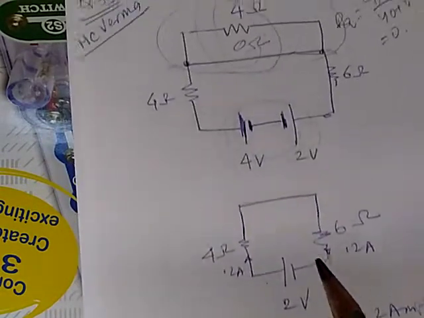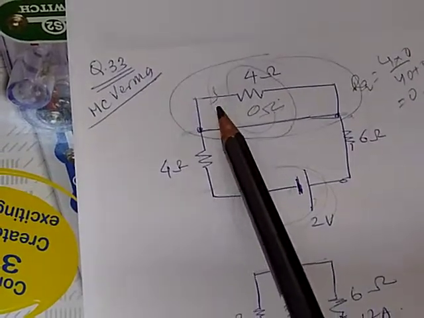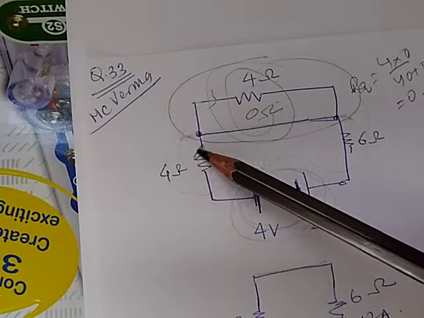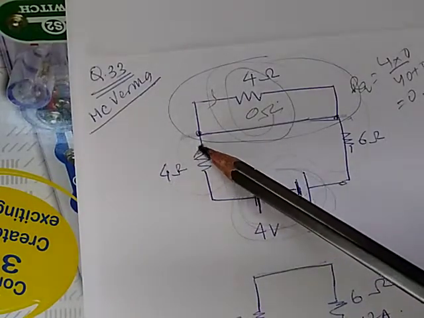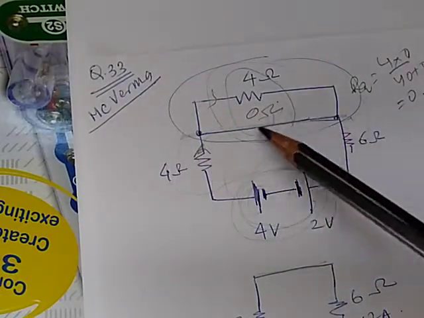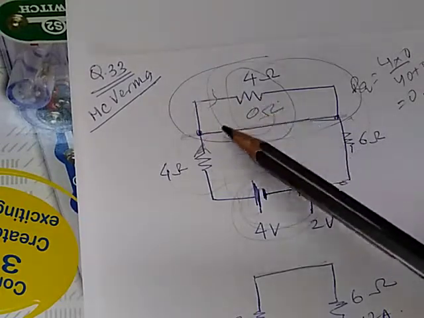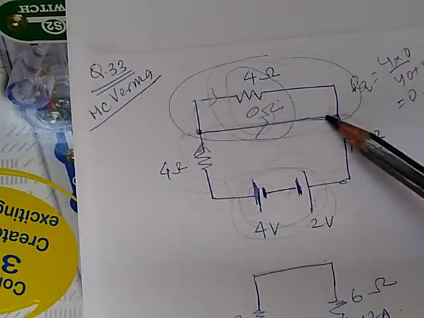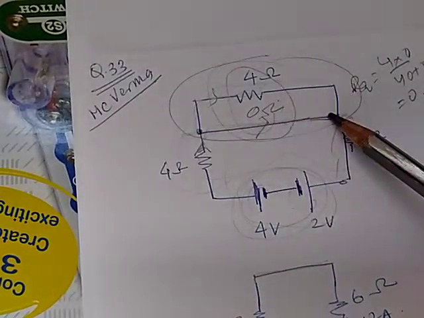Now, what is the current? Is there any current flowing in this 4 ohm? The current comes from here, and current always finds a path of least resistance. If there is a higher resistance, it will not flow in the current. And if this is a 0 ohm resistor, then all the current will flow through this. There is no current flowing through this.